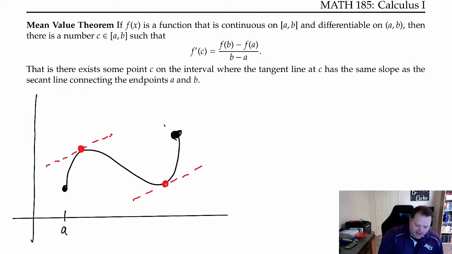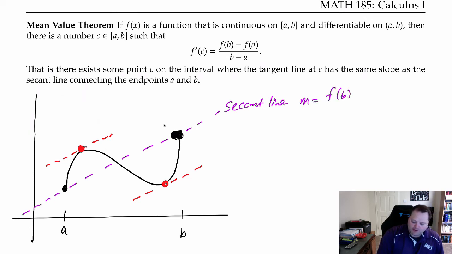So this was at A, this was at B. Okay? Now, what I want you to look at here is the line between the two endpoints. So this line here. This line is what we call the secant line. The secant line has slope, the average rate of change of the function on the interval, so its slope is f of b minus f of a over b minus a.